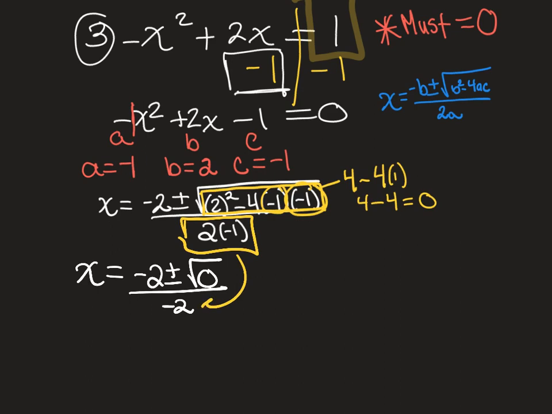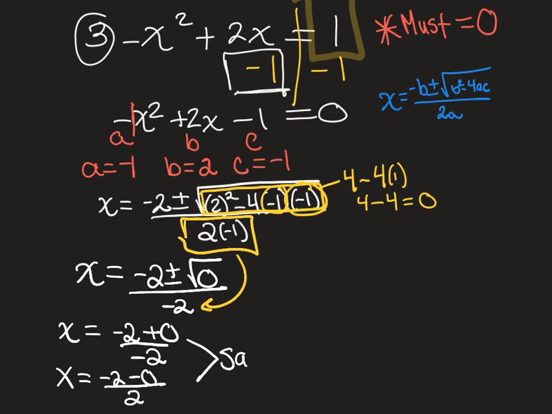Because right here, positive 2 times a negative 1 makes a negative 2. So the square root of 0 is 0. So I really have x equals negative 2 plus 0 over negative 2, and I have x equals negative 2 minus 0 all over negative 2. It doesn't matter if I add 0 or subtract 0. Those are going to be the same.